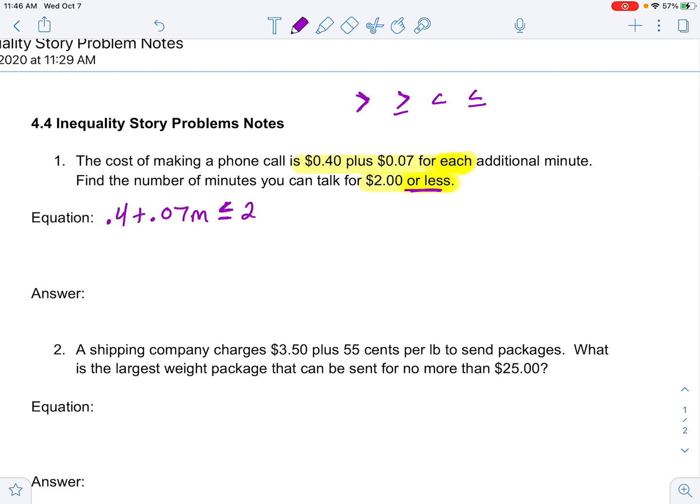Okay, so setting up the equation is pretty similar to what we have been doing. You just need to figure out which inequality you need to put in the equation. Now the solving is exactly the same. So I want you guys to pull this over or leave it where it is, whatever you want to do, and solve it down to see what's the maximum number of minutes that we can talk to stay under $2. Go ahead and pause and solve for M.